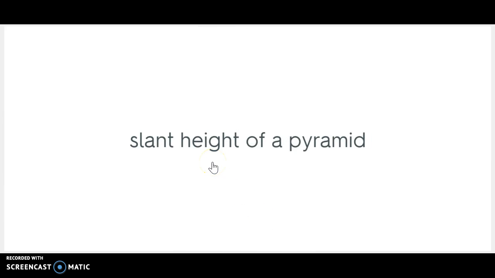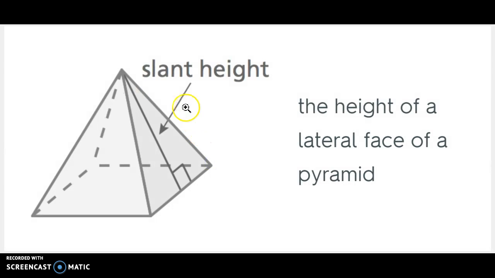The other thing you need to know is there's something called a slant height of a pyramid. You just need to be aware of it because sometimes you're going to have to use it to find the actual height of the pyramid. The slant height is the height of the lateral face. So if I drew a perpendicular line down the lateral face, that is the slant height.